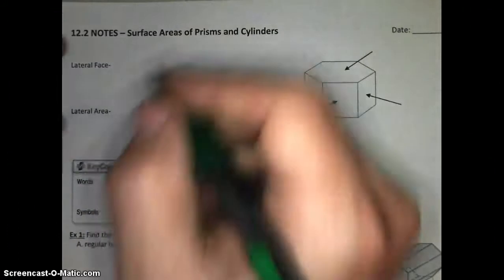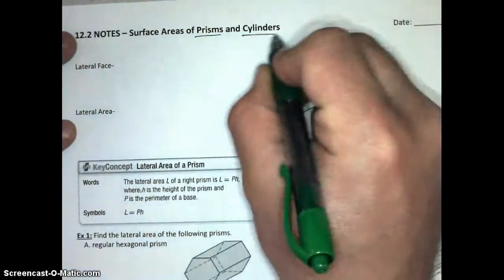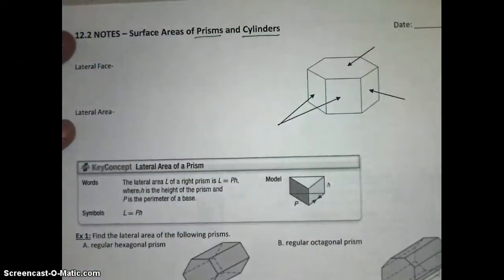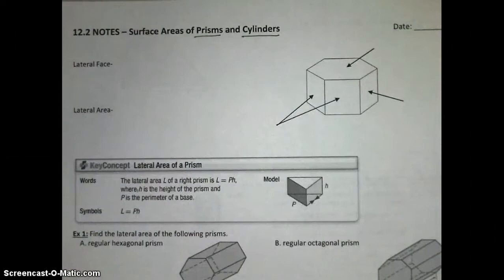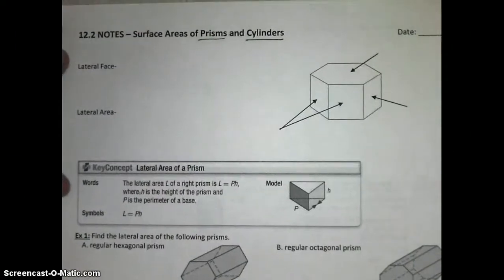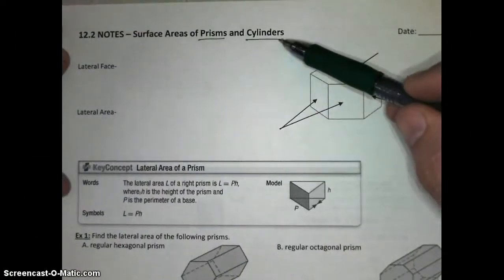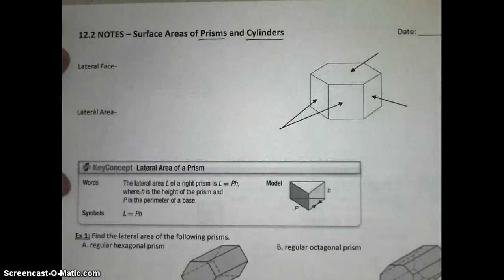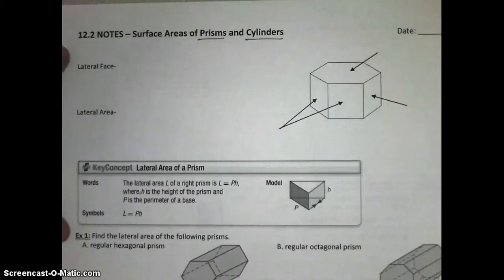The reason we group these together is because prisms and cylinders are very similar shapes to one another, or similar solids to one another. You can think of a cylinder as a circular prism. Even though that's not technically correct, it's kind of the basic idea. So let's look at some vocabulary here, and then we will talk about how to find surface area of a prism first.